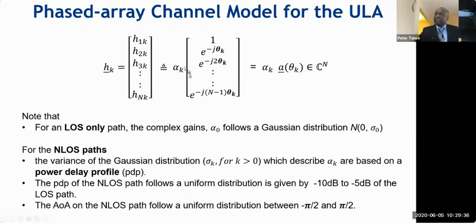Talking about the complex gain of the channel, this follows a Gaussian distribution of zero mean and a particular variance. On the LOS, which has the variance when k equals 0, we have a relationship between the LOS part and the non-LOS part. This relationship between the Gaussian distributions of both parts is based on the power delay profile. The power delay profile typically puts the power of the non-line of sight at minus 10 dB to minus 5 dB of the line of sight part. The angle of arrival on the non-line of sight part follows a uniform distribution between minus half pi and half pi.